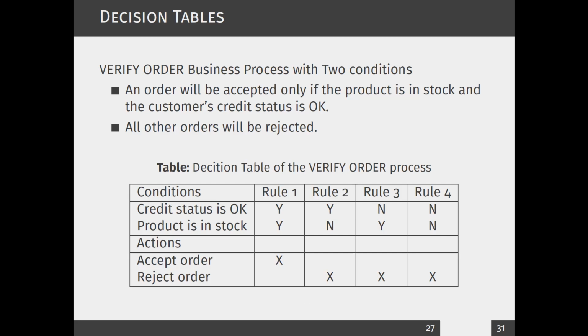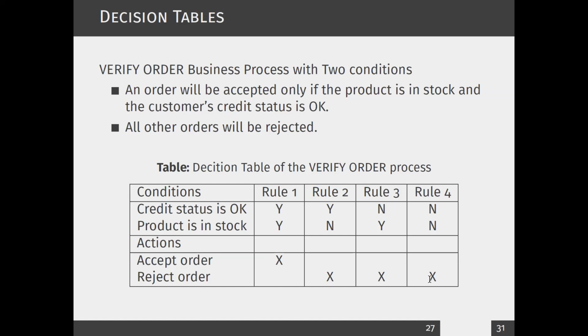And in all the other cases, we are going to reject the order. So here, credit status is okay, but the product is not in stock, so we cannot proceed. Here, we have the product, but the customer's credit status is not okay, so you are going to reject the order. Last one, you have both not satisfied. You have to reject the order.